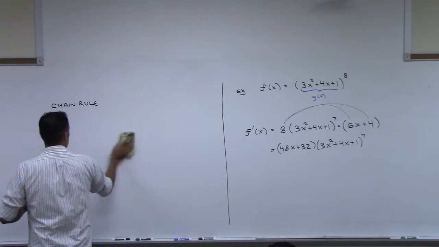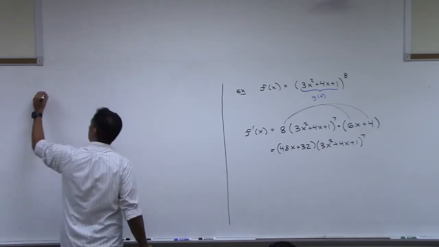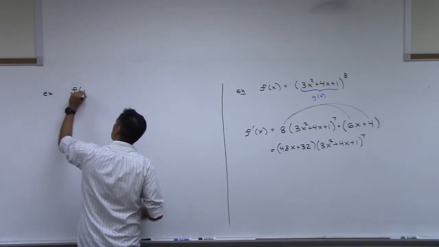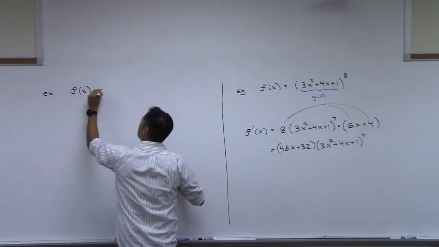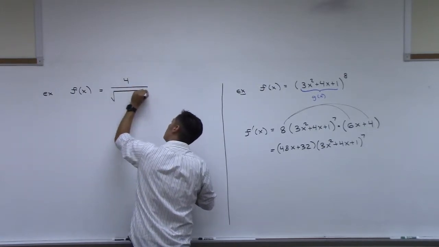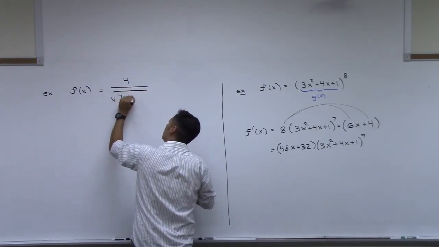Okay, let's do another example. How about this? F of x equals 4 over the square root of 7x plus 1.